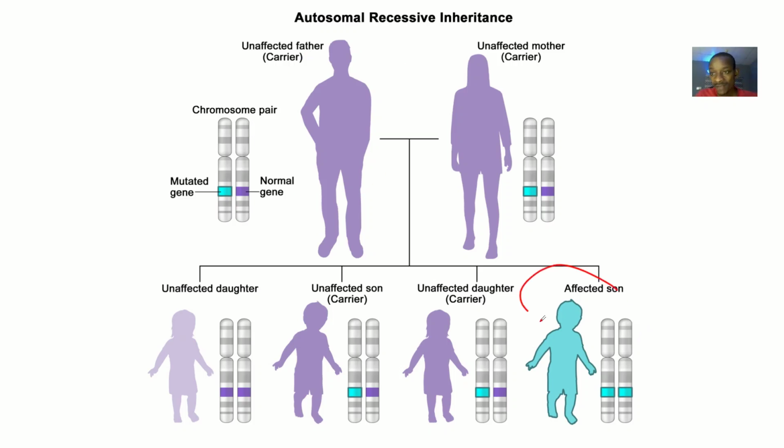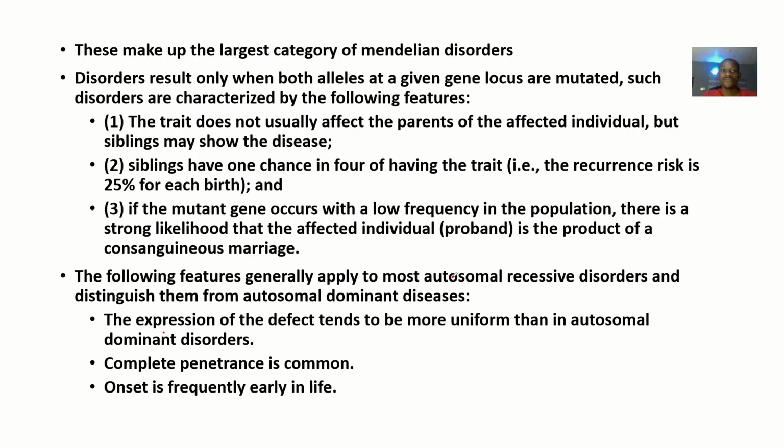For a child to have it, one of the parents must be a carrier. Sorry, not one. Both of the parents must be carriers. Okay, so this joining to this will now result in what? This. Do you understand? So autosomal recessive. It is recessive. For it to become dominant, it must be in both parents. Okay, so let's have it.